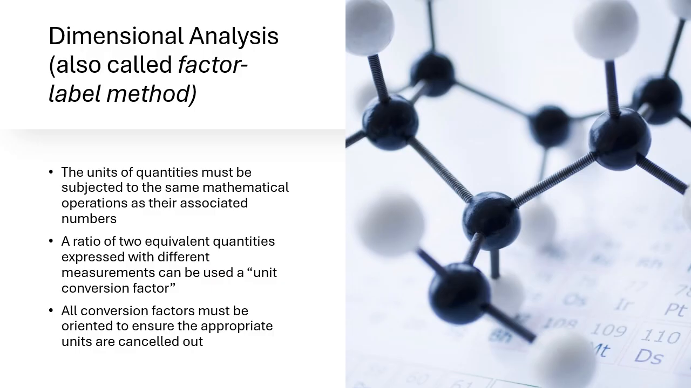At the core of dimensional analysis is the idea that our units on our measurements can be subjected to the same mathematical operations as their associated numbers. So we can multiply and divide them just like we do the measurements that we are making. A ratio of two equivalent quantities expressed with different units is what is known as a unit conversion factor. So it expresses the relationship between two different measurements. And we can use that unit conversion factor to convert between the different units that we may want to work with.